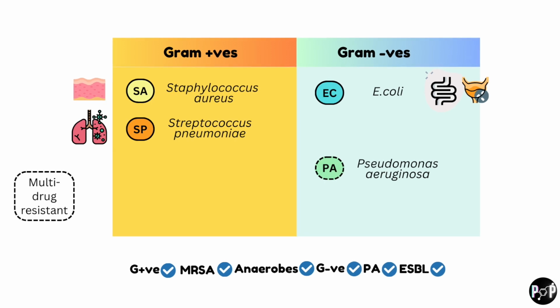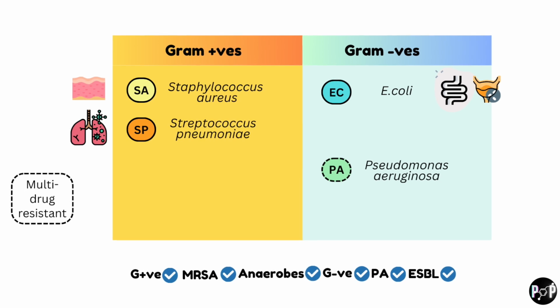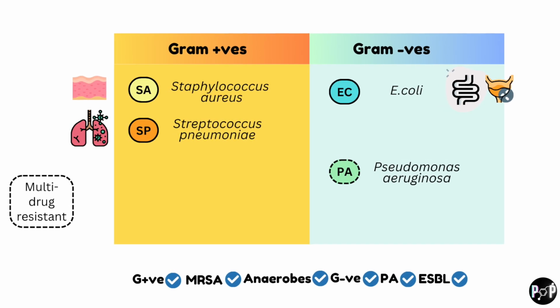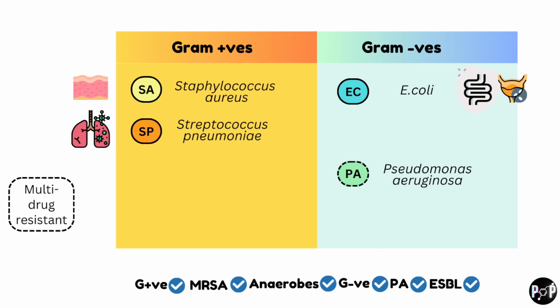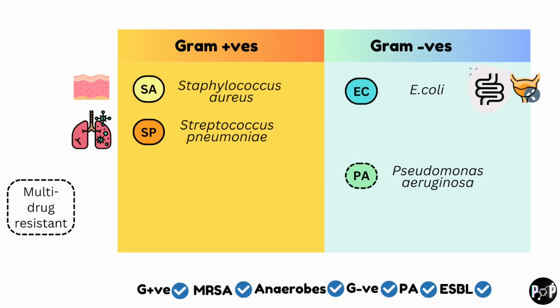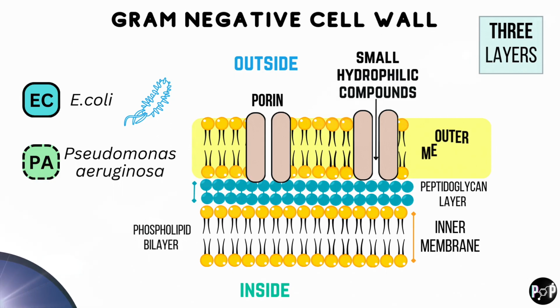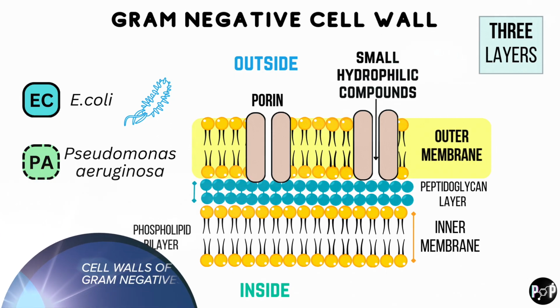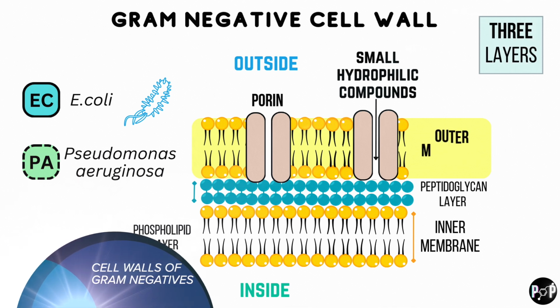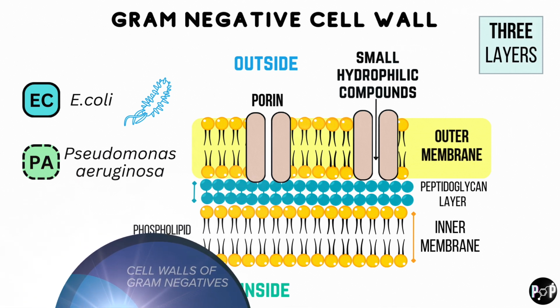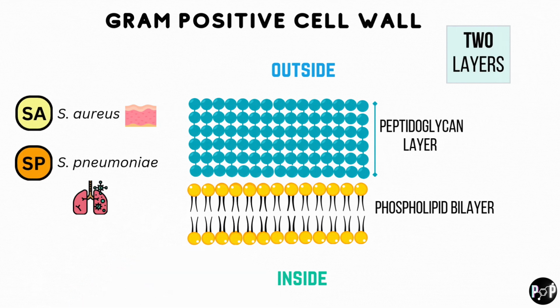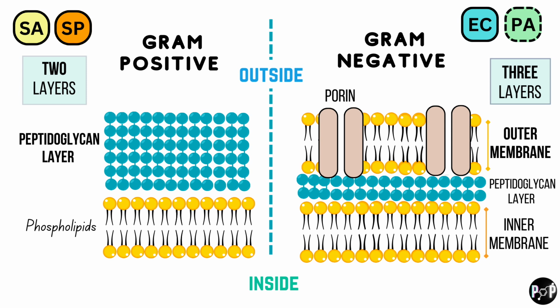Staph aureus and Strep pneumoniae are key gram-positive organisms, and E. coli is a key representative for the gram-negatives. Pseudomonas aeruginosa is also a gram-negative and is an important multi-drug resistant organism. The gram-negative cell walls have both an outer membrane and an inner membrane, and sandwiched in the middle is a thin peptidoglycan layer. Gram-positives only have an inner membrane and a peptidoglycan layer, and do not have an outer membrane, but their peptidoglycan layer is much thicker than that for gram-negatives.